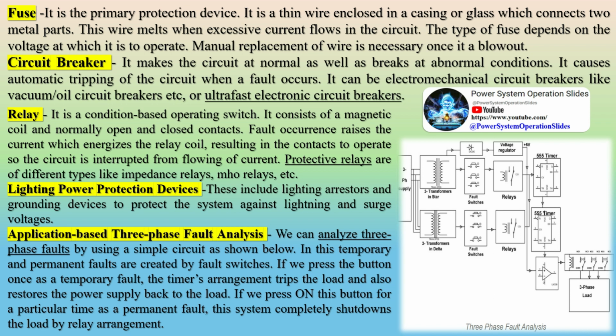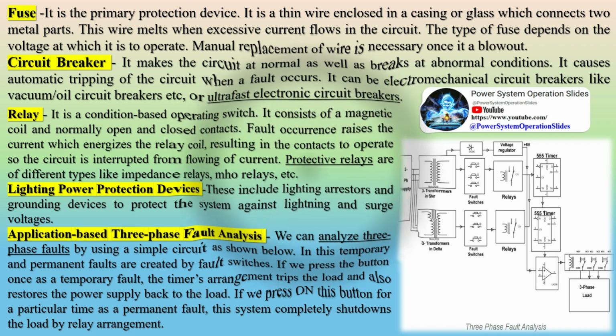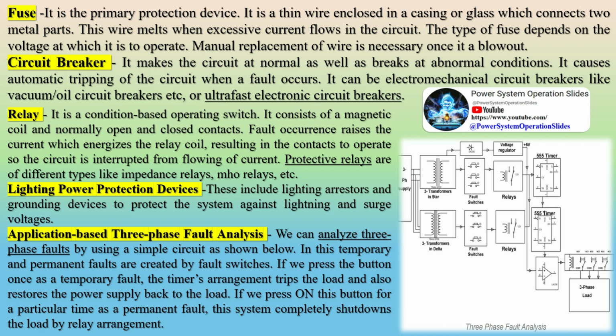Relay. It is a condition-based operating switch. It consists of a magnetic coil and normally open and closed contacts. Fault occurrence raises the current which energizes the relay coil, resulting in the contacts to operate so the circuit is interrupted from flowing of current. Protective relays are of different types like impedance relays, Mho relays, etc. Lightning power protection devices. These include lightning arresters and grounding devices to protect the system against lightning and surge voltages.